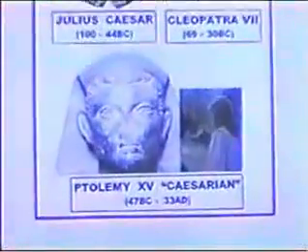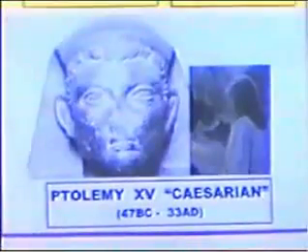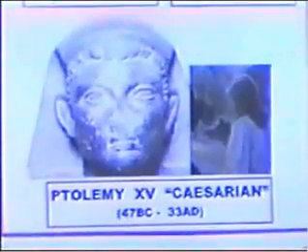The historical facts show that the last pharaoh of Egypt was Ptolemy XV, who was nicknamed Caesarion or Little Caesar. Born in 47 BC, Caesarion was the son of two of the most famous parents in world history, Roman ruler Julius Caesar and Egyptian pharaoh Cleopatra.